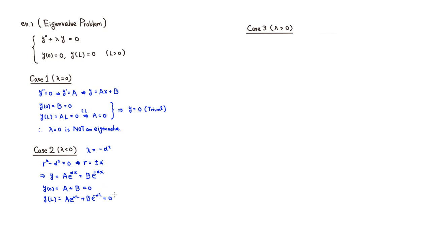I'm going to actually multiply here by e to the alpha L. Then you're going to get a e to the 2 alpha L plus b, because e to the negative alpha L and e to the alpha L cancel out. So you're just going to get b. The sum is still going to be 0 because 0 times anything is 0.